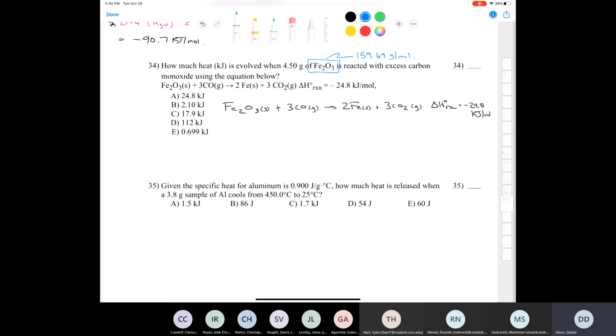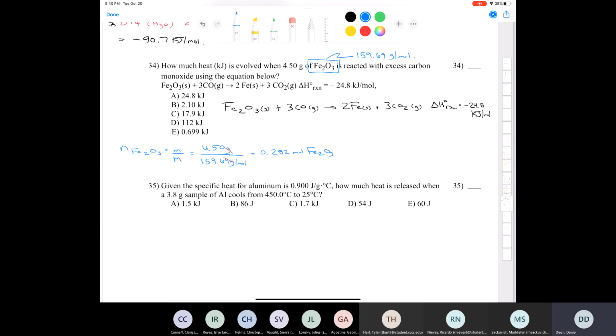Well, if we know the number of grams per mole, or the molar mass of iron(III) oxide, and we know the mass of iron(III) oxide, we can figure out the number of moles of iron(III) oxide. Because number of moles is always equal to mass divided by molar mass. So we have 4.50 grams divided by 159.69 grams per mole. Look at this, grams cancel out. I'm left over with moles, and I have 0.282 moles of iron(III) oxide.